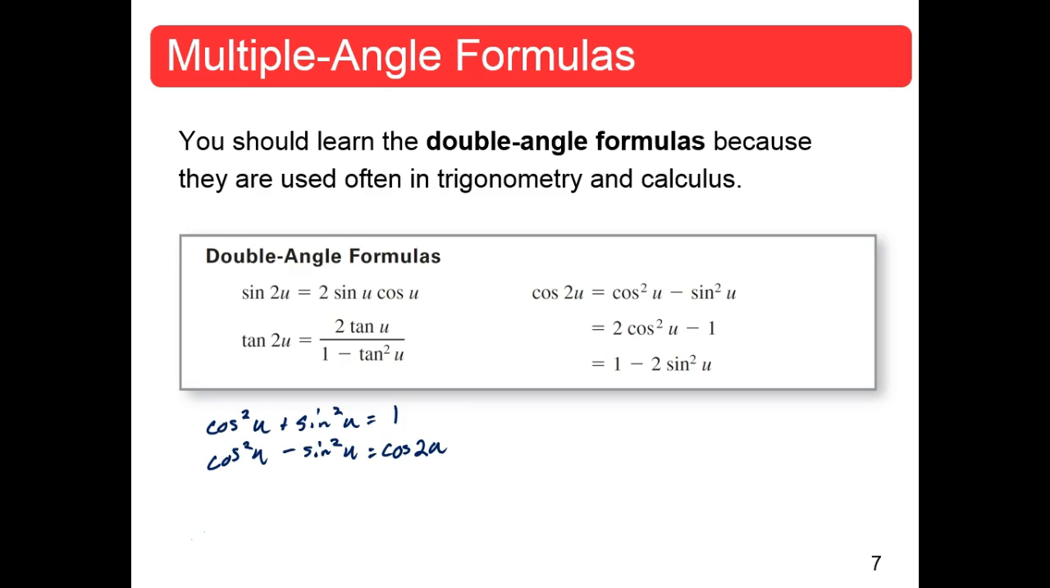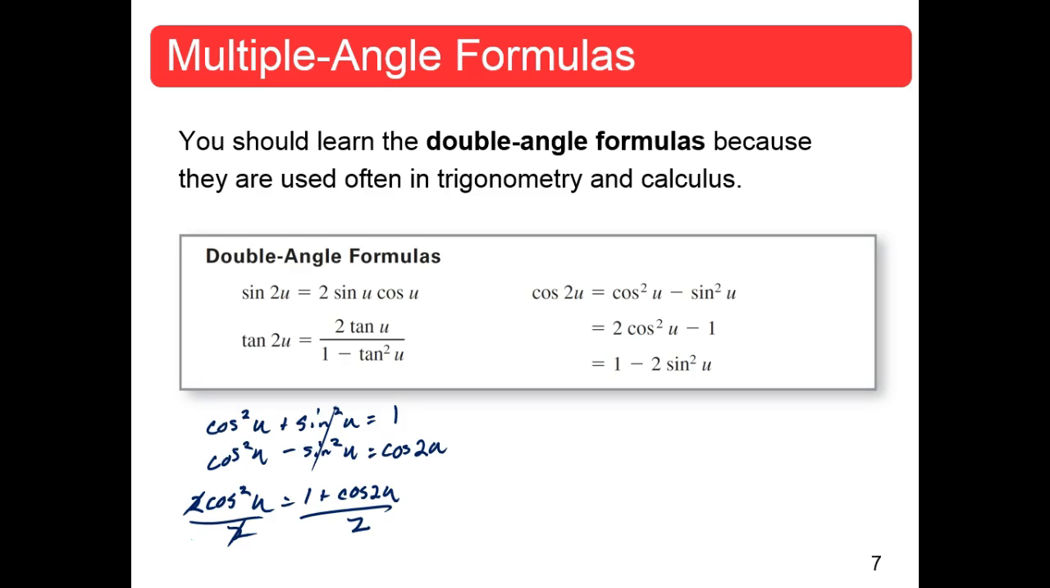Now, what reaches out and smacks you in the face on that one? What happens if you add these two equations together? You lose the sine squared u, right? So let's do it. Add those two together and you get 2 cosine squared u. These disappear, is equal to 1 plus cosine 2u. Right? And let's just divide everything by 2. And now we have cosine squared u is equal to 1 plus cosine 2u, divided by 2. Right?